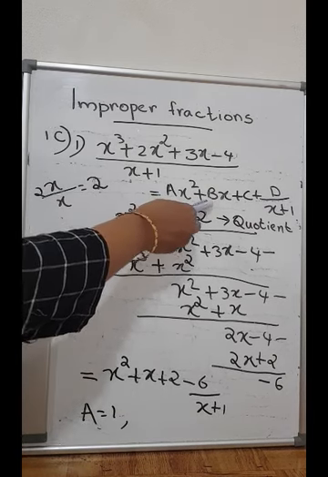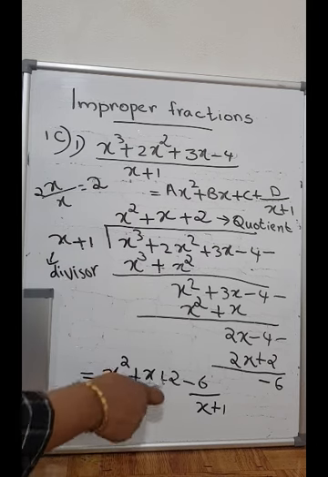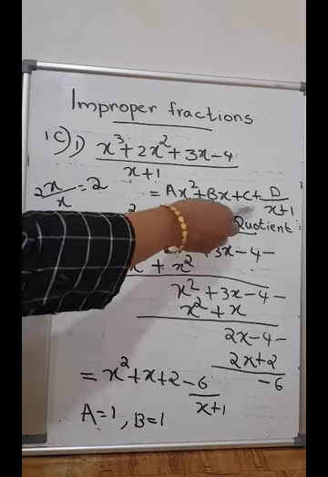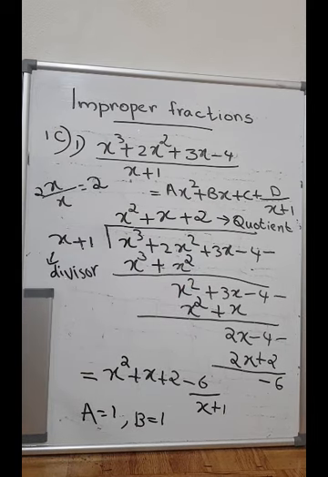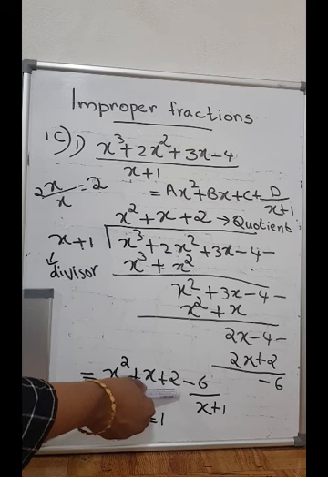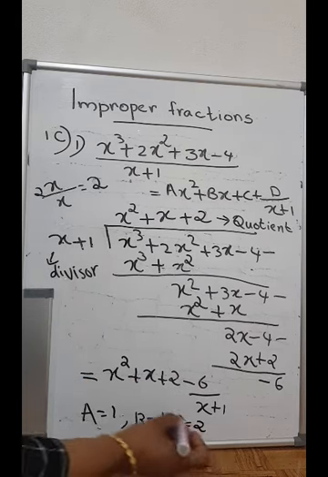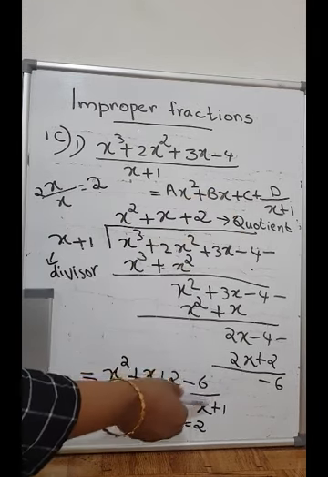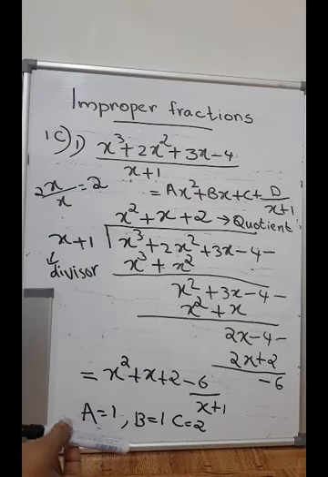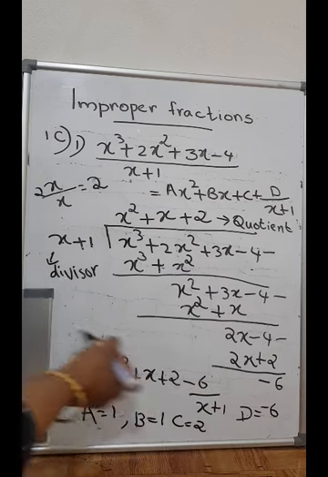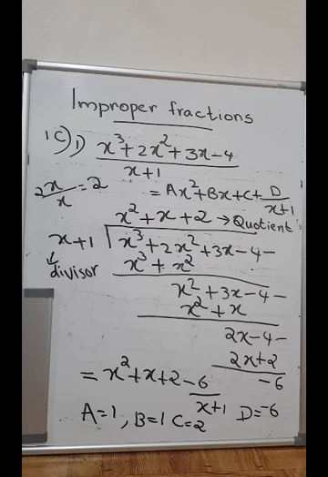The coefficient of x here is b, the coefficient of x here is 1. So b is equal to 1. Now you see, c is a constant, a term without x. The term without x here is 2. So c is equal to 2. Now d divided by x plus 1 is minus 6 divided by x plus 1. So d is equal to minus 6. We have got all the unknowns. So very easy problem, right?